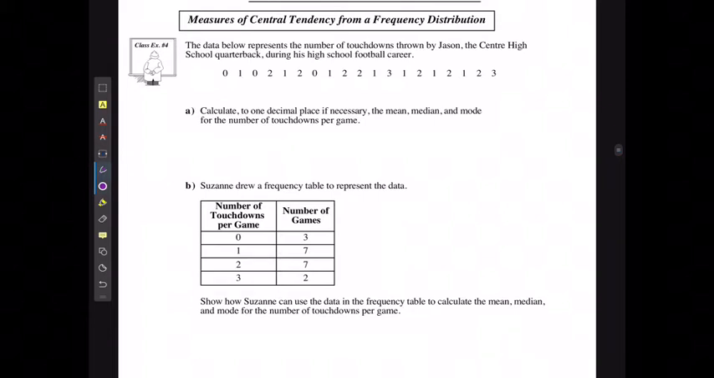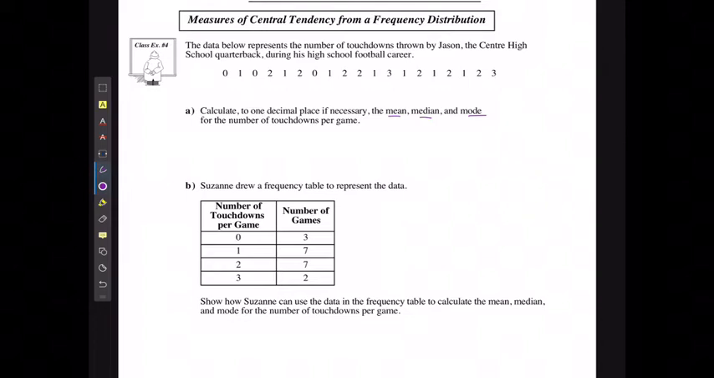Now, we can do this from a frequency distribution or a frequency table as well. So in this case, it says the data below represents the number of touchdowns thrown by Jason, the Center High School quarterback, during his high school football career. So it shows all the games that he played and how many touchdowns he threw. Calculate to one decimal place if necessary the mean, the median, and the mode for the number of touchdowns per game.